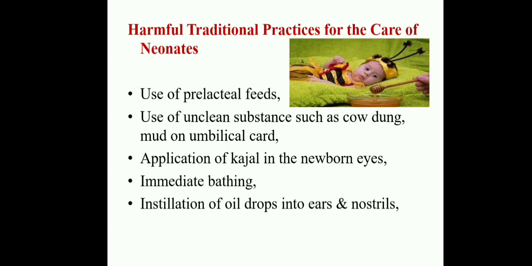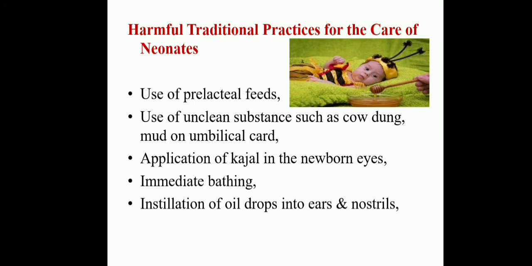Okay, mostly we have seen this one in the labor rooms. Use of unclean substances such as cow dung and mud on the umbilical cord. If it is a home delivery or a rural delivery, that is how they do it: they apply cow dung and mud to the umbilical cord for protection. That is also one of the harmful traditional practices.